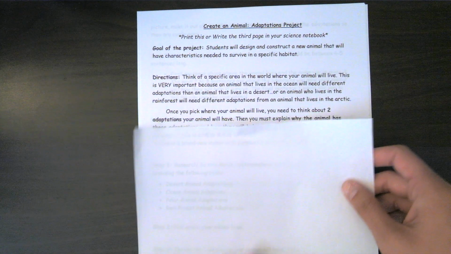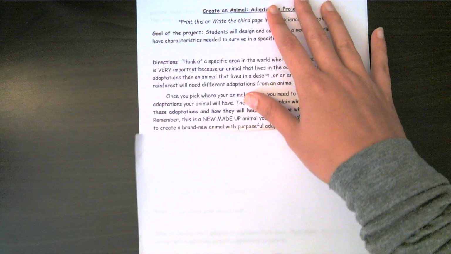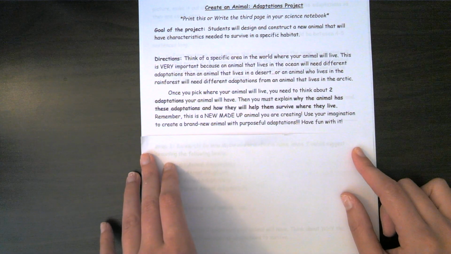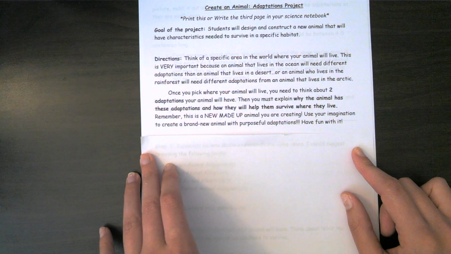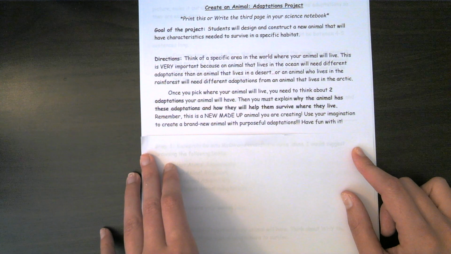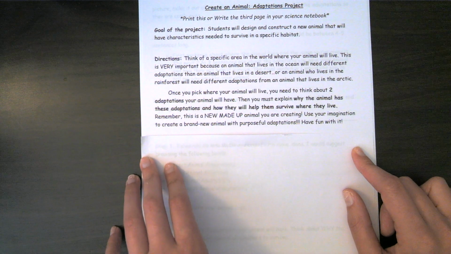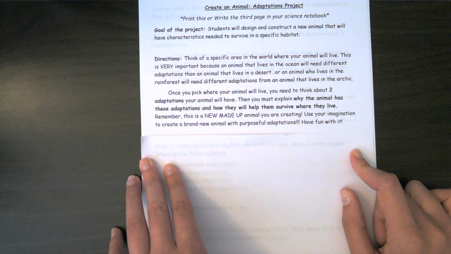All right, so the directions I'm going to go through, and I'm going to read them step by step with you. So, think of a specific area in the world where your animal will live. This is very important because an animal that lives in the ocean will need different adaptations than an animal that lives in a desert, or an animal that lives in a rainforest will need different adaptations from an animal that lives in the Arctic.